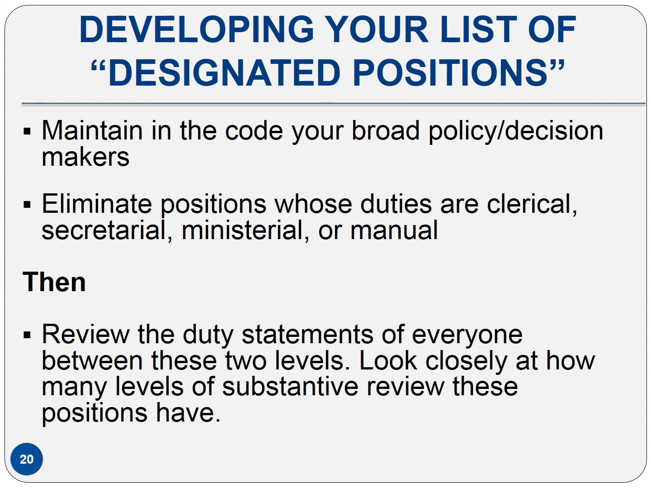When reviewing your list of designated positions, keep your top-level decision makers in the code. Eliminate positions that are strictly clerical, secretarial, ministerial, or manual in nature, such as typist clerks or custodial staff. Next, review the duty statements for all of the positions in between those two levels to determine if they need to be included in the list of designated positions. We have found that it is helpful to work with division chiefs and employees in other divisions to designate positions appropriately and assign accurately tailored disclosure categories to those positions.